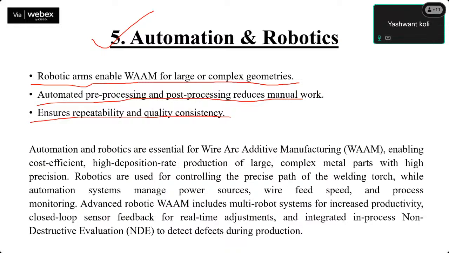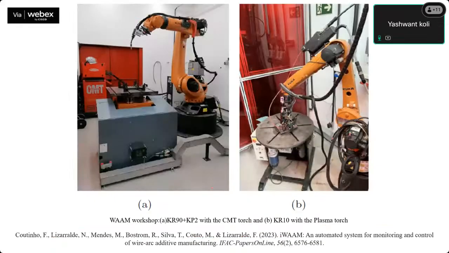So advanced robotic WAM. Nowadays, advanced robotic WAM includes multi-robot systems for increased productivity, closed-loop sensor feedback for real-time adjustment, and integrated in-process non-destructive evaluation also to detect defects during production. So advanced robotic WAM is also there in the market. You can see these are the KUKA robots that help in the fabrication of WAM components.